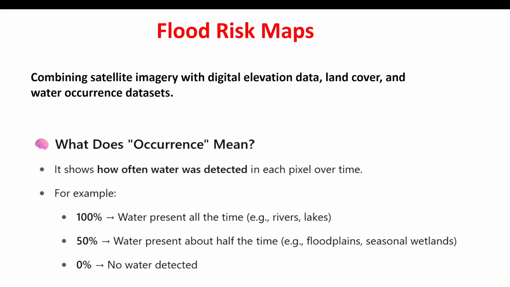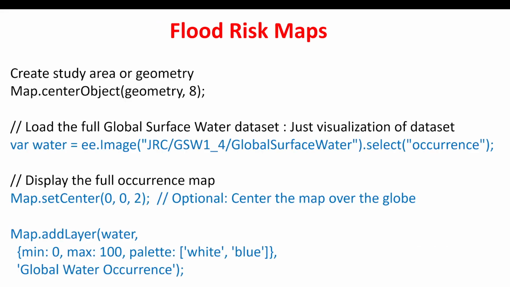So what does occurrence mean? It shows how often water was detected in each pixel over time, right? Every dataset has pixels. If it is 100% water, it means that water is present all the time, like a portion of a river, or every lake, right? 50% means something like a floodplain or seasonal wetlands. Water is available in those bodies during the flood time or in the rainy seasons. 0% means no water detected, right?